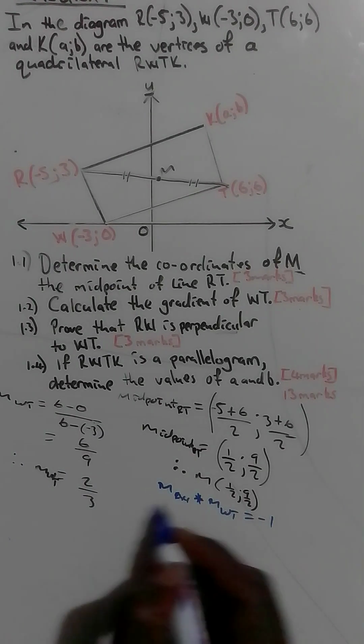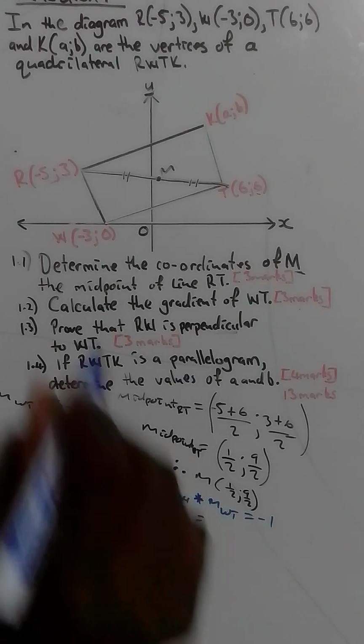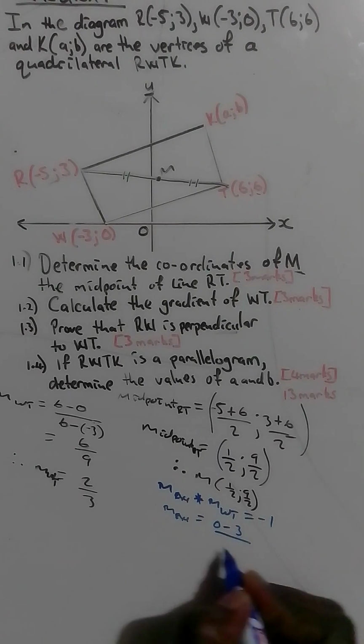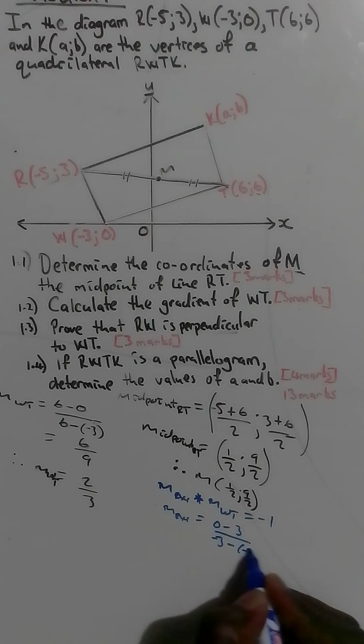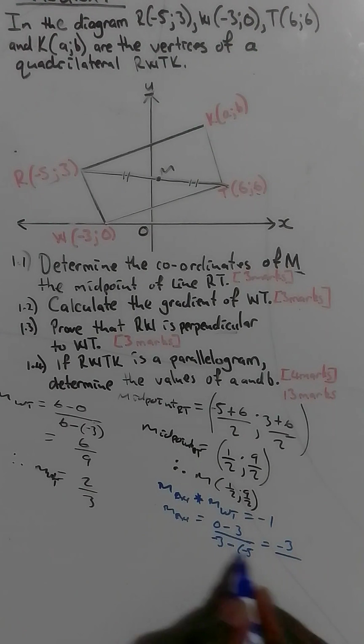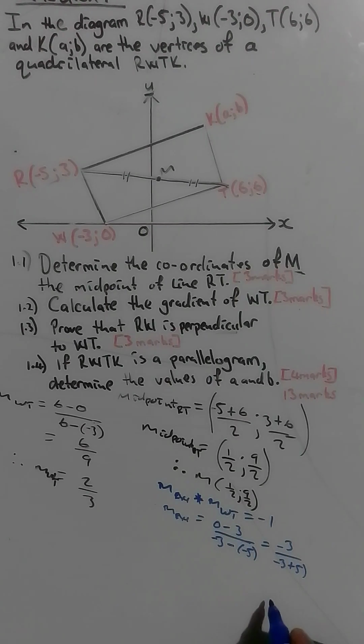The gradient of RW is equal to my y at W, which is 0, minus my y at R, which is 3, all over my x at W, which is -3, minus my x at R, which is -5. 0 minus 3 is equal to -3, over -3 minus negative 5, negative times negative is a positive, so -3 plus 5 is equal to 2. So I've got -3 over 2.